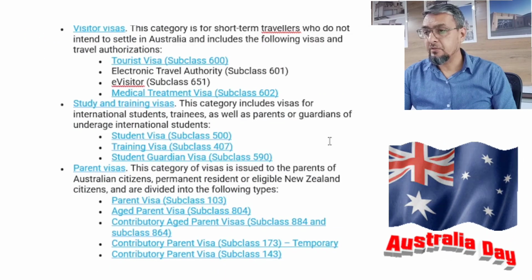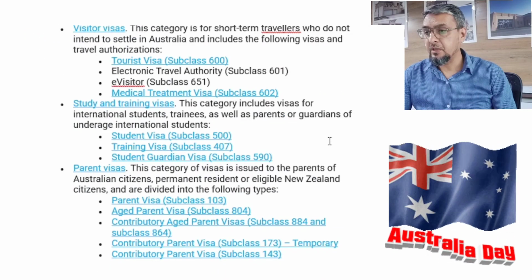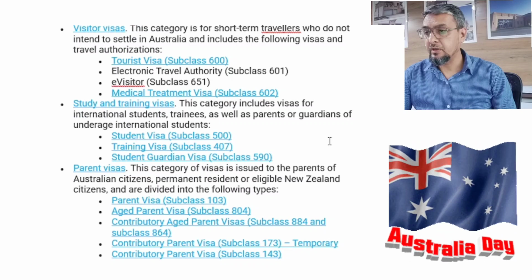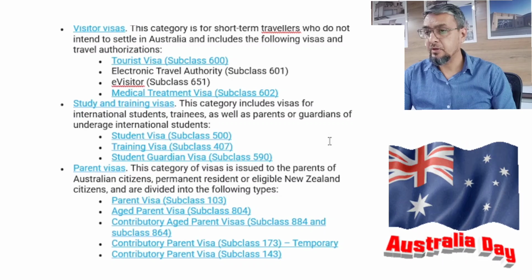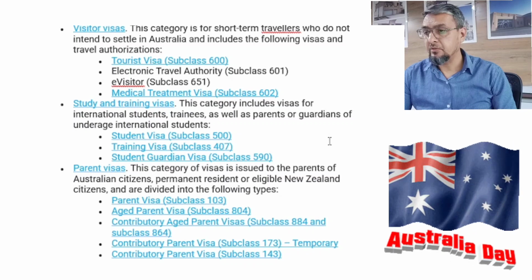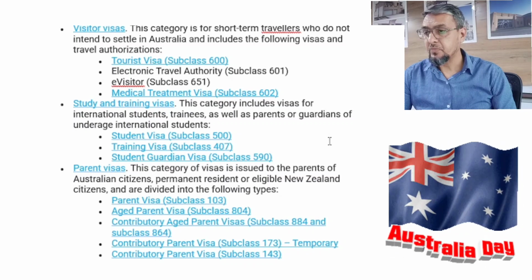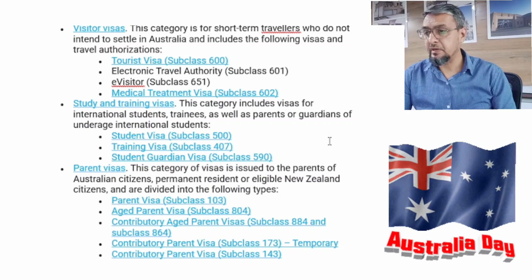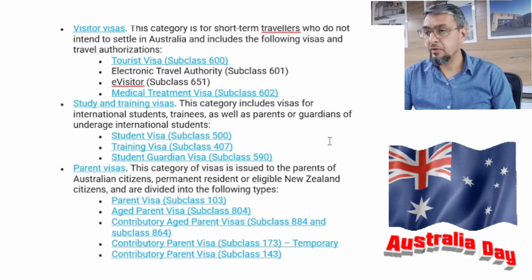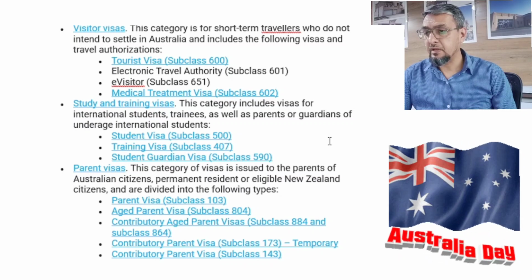Study and training visa: this category includes visas for international students, trainees, as well as partners or guardians of underage international students. Student visa subclass 500, training visa subclass 407, student guardian visa subclass 590.